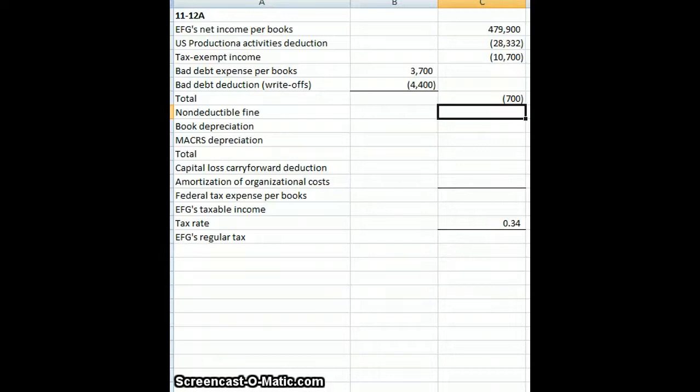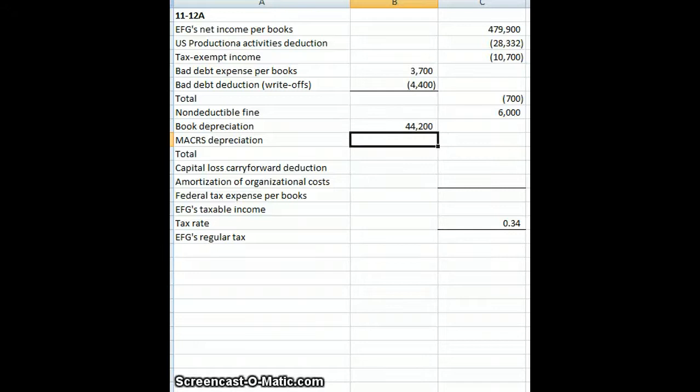Next we have EFG paid a $6,000 fine for a violation of a local zoning ordinance, and those government fines are not deductible for tax purposes, so we're actually going to have to add that fine back in, because it is a deductible expense under GAAP, but under tax purposes government fines are not tax deductible.